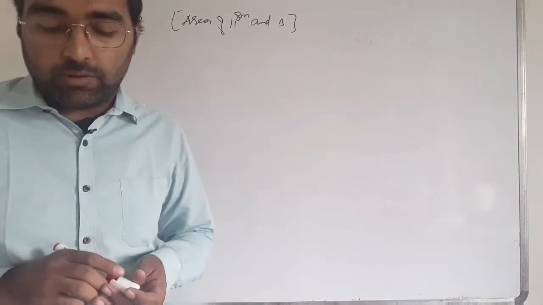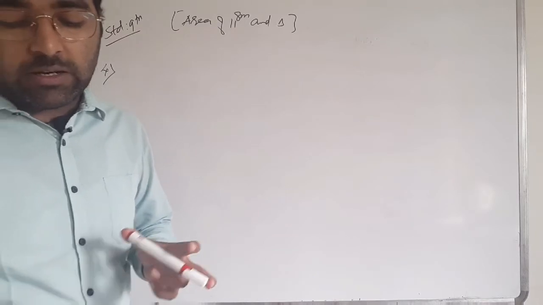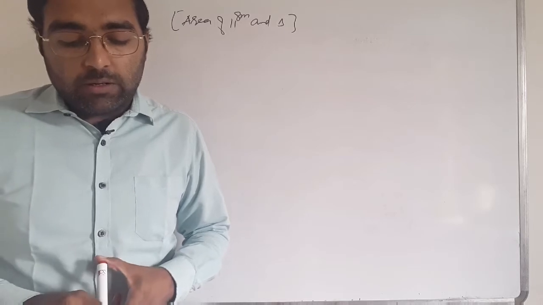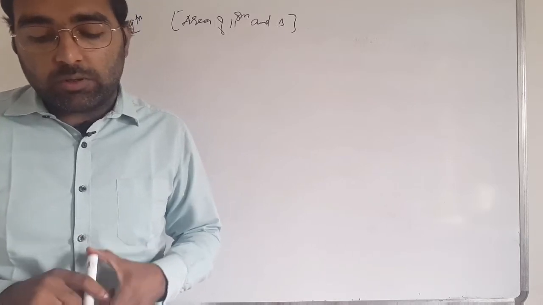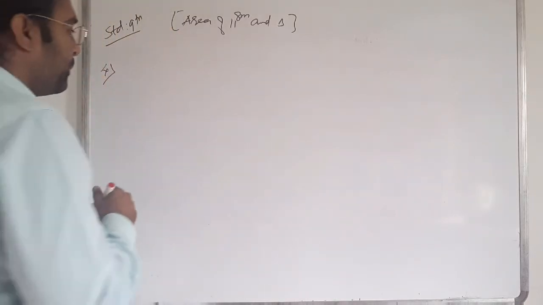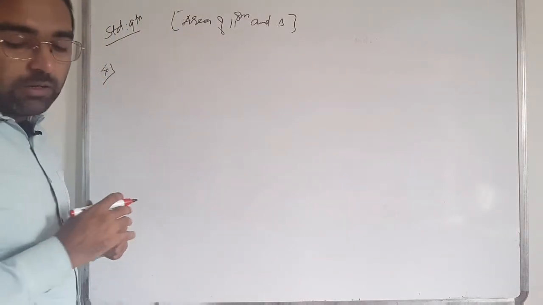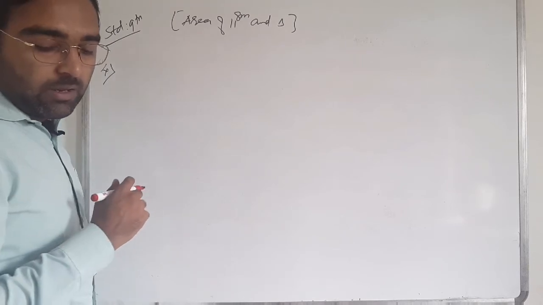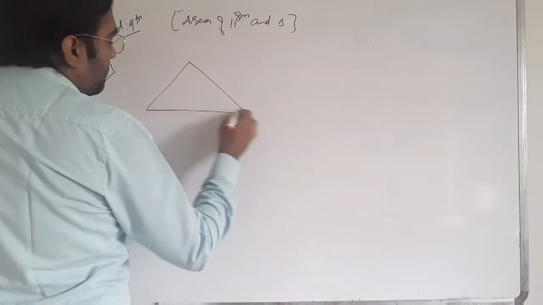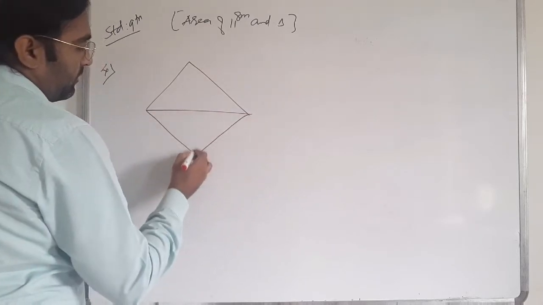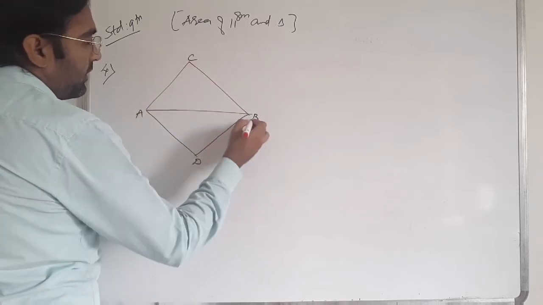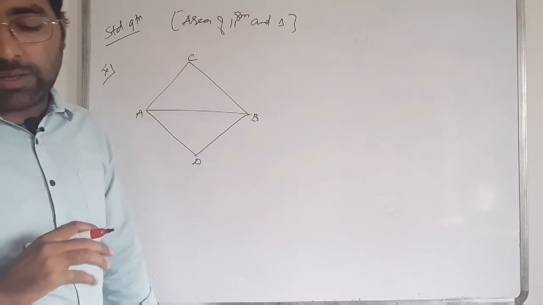From exercise 9.3. In the given figure, ABC and ABD are two triangles on the same base AB. If the line segment CD is bisected by AB at O, show that area of ABC is equal to area of ABD. So first of all, we have to draw the figure as per the given conditions. ABC and ABD, the two triangles have the same base AB.